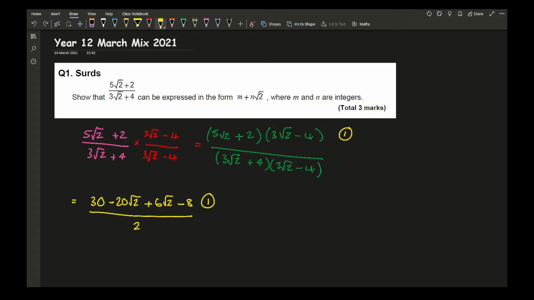So the last and final mark comes from actually going on to simplify this further. So I've got 30 take away 8, which is 22, minus 14 root 2, over 2. Then obviously I can cancel the 2, so I've got 11 minus 7 root 2 as my final answer. So again, do I need to emphasize what m and n are? No, because all it tells me is that m and n should be whole numbers, and that's exactly what they are.